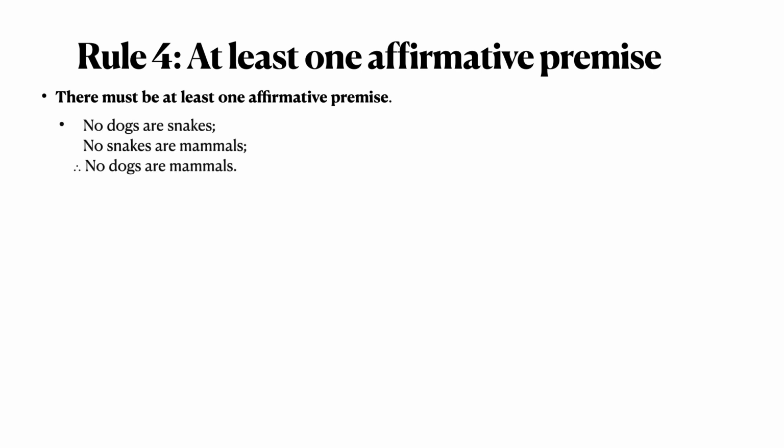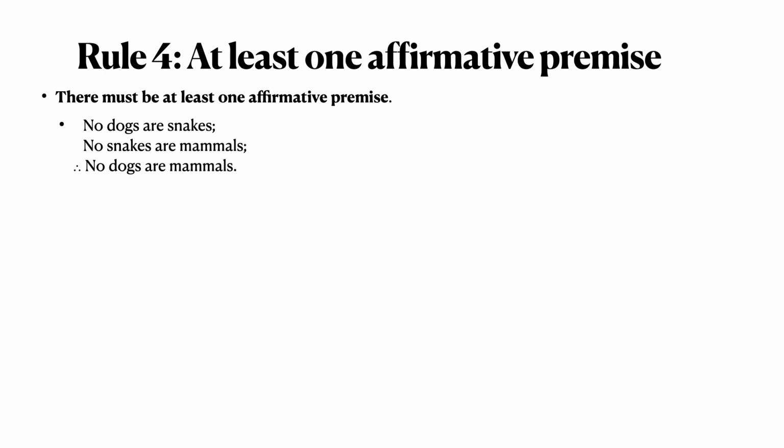For example, look at this one. No dogs are snakes, no snakes are mammals, therefore no dogs are mammals. Now note, we have two true premises followed by a true conclusion. If that happens, you know the inference is invalid. And we can tell that because we know about dogs and snakes and mammals.